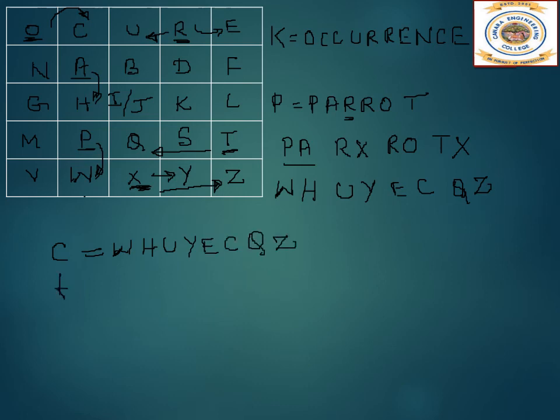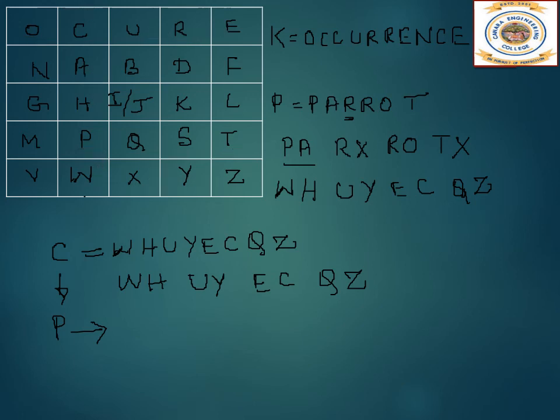Now let us go to the reverse process of getting the plain text from here. Again the same process. I have to write the ciphertext in pairs: WH, UY, EC, and QZ. Now consider the table again. Where are W and H? Where is W? W is over here, correct. And where is H? H is over here.